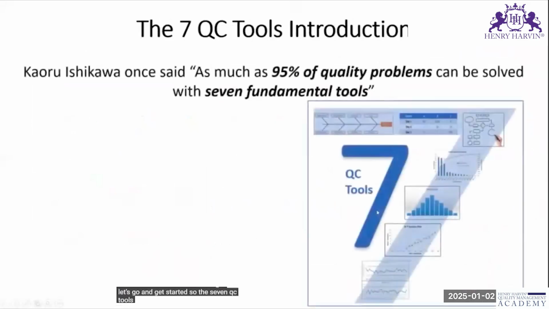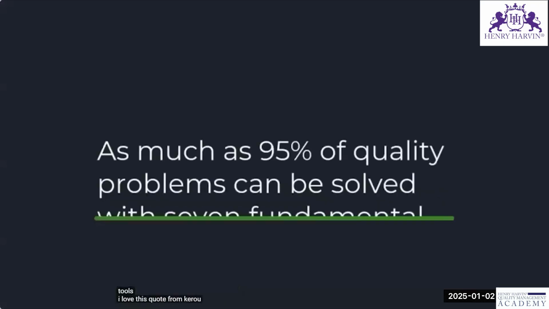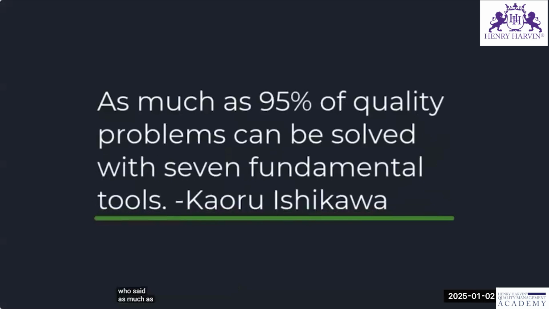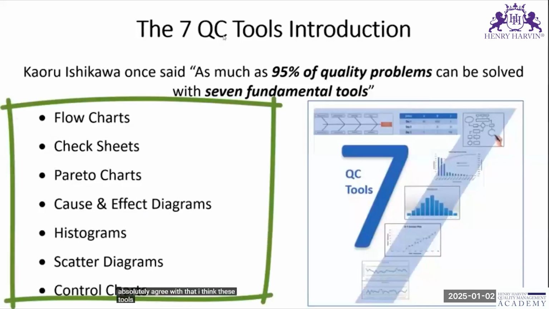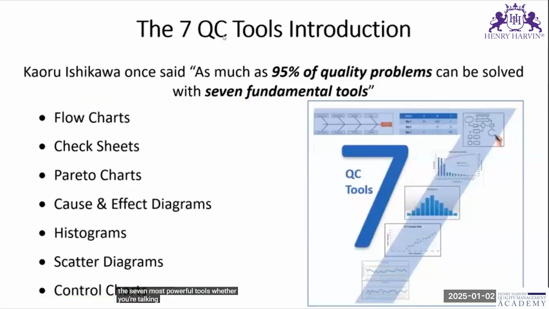So the 7 QC tools, I love this quote from Kaoru Ishikawa, who said, as much as 95% of quality problems can be solved with 7 fundamental tools. And I absolutely agree with that. I think these tools are probably the 7 most powerful tools. Whether you're talking about green belt or black belt or quality engineering, it doesn't matter. These 7 tools are incredibly powerful for solving problems and making improvements. And this is a really important topic.